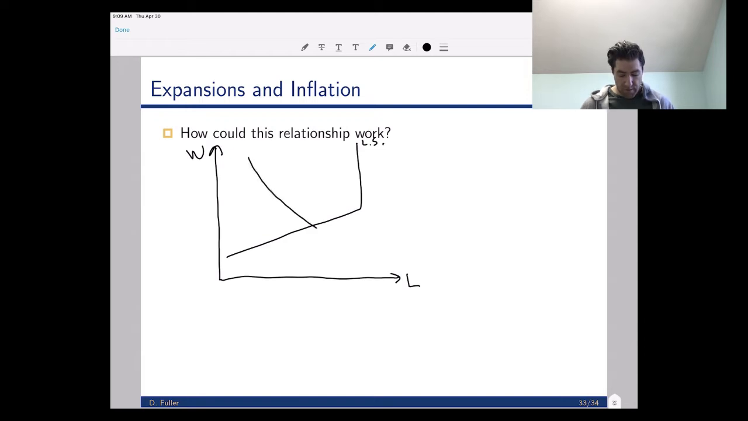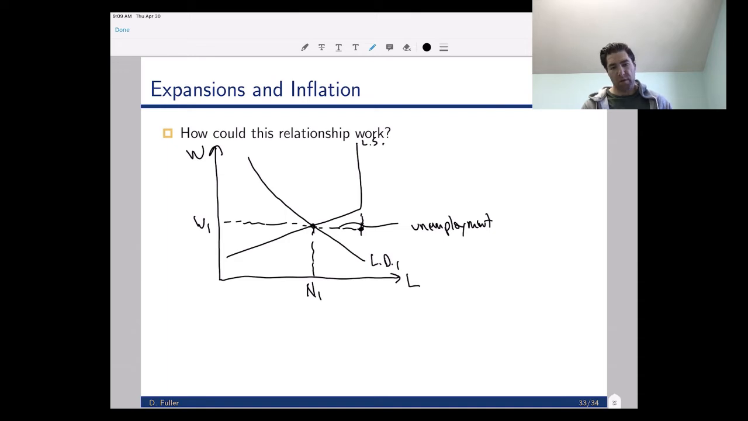If I start from down here and look at what happens in an expansion with labor demand, here's some employment, here's W1. So I have some, we'll call it unemployment. From here to here is my unemployment. It's the difference between potential workers and the number that are currently working. Just as a rough way, that's how we can think of it.